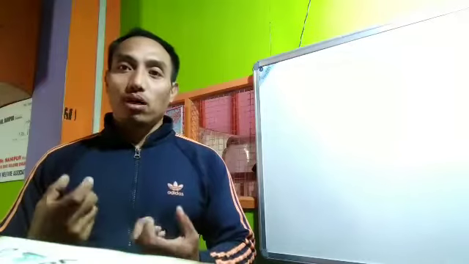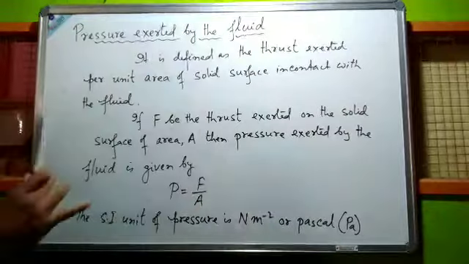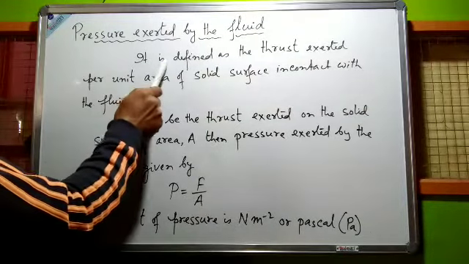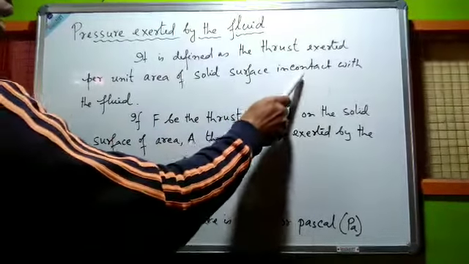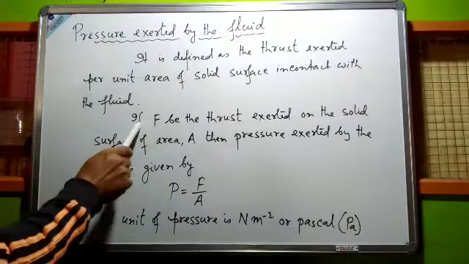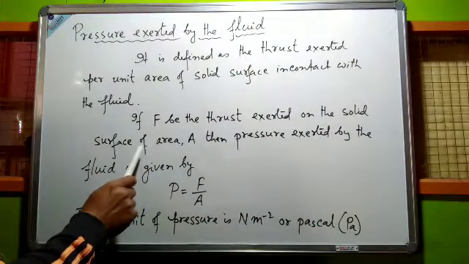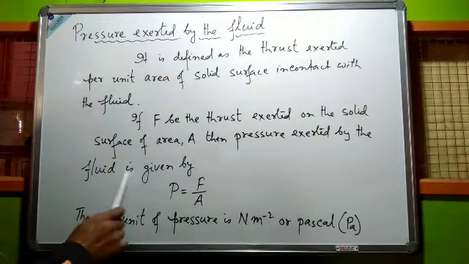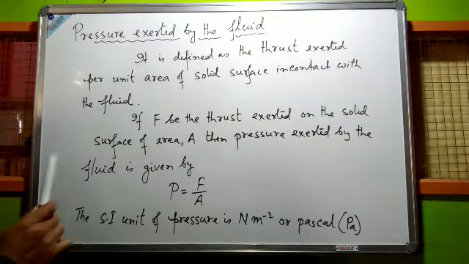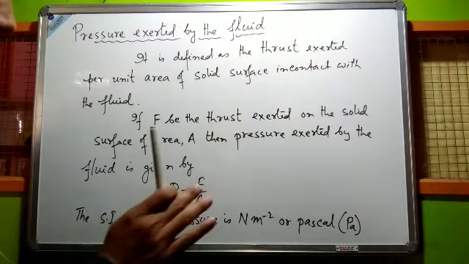That is, pressure has no specific direction, so pressure is a scalar quantity. So pressure exerted by the fluid may be defined like this. It is defined as the thrust exerted per unit area of solid surface in contact with the fluid. If capital F is the thrust exerted on the solid surface of area A, then pressure exerted by the liquid is given by P equal to F by A, that is, thrust divided by area of the solid surface in contact with the fluid.